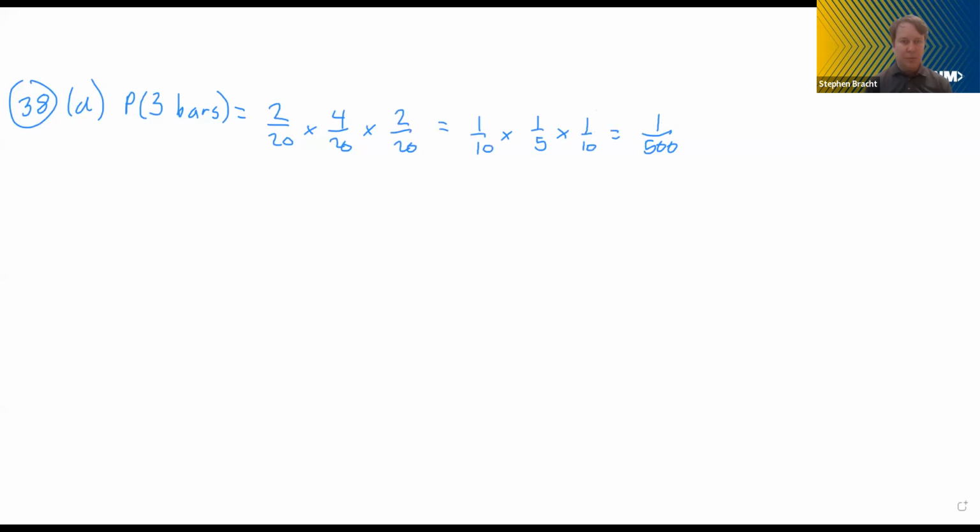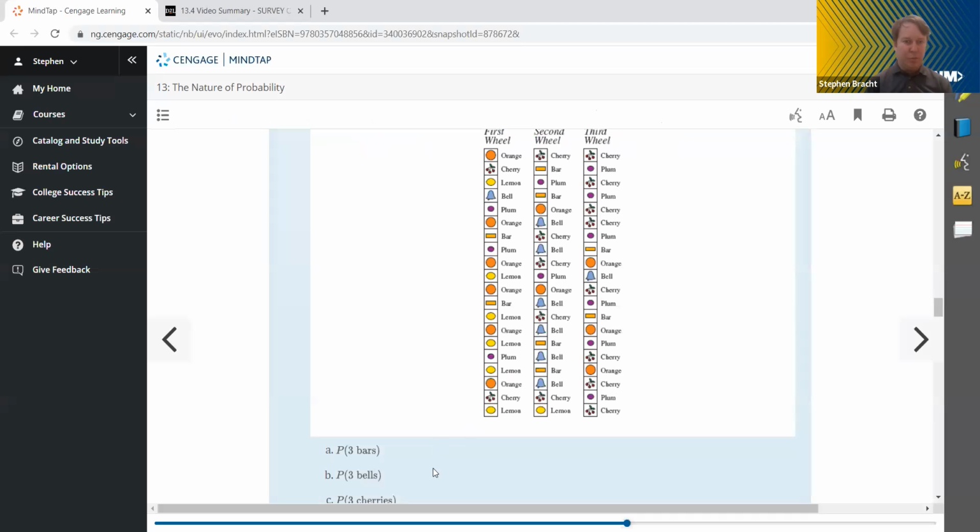Back over here. Second question, what's the probability of getting 3 bells? Okay. Well, again, do a similar thing, but this time we're looking at bells. So on the first wheel, I see only 1 bell, so that would be a probability of 1/20. On the second wheel, I see 1, 2, 3, 4, 5, 6 bells, so that would be a probability of 6/20. On the third wheel, I see just 1 bell, so that would also be a probability of 1/20. And then I multiply those 3 probabilities together to find the probability of getting a bell on all 3 wheels.